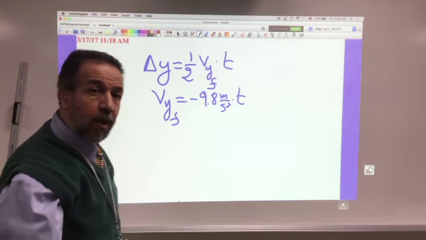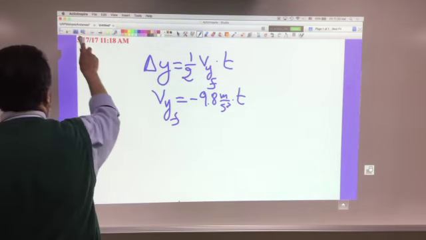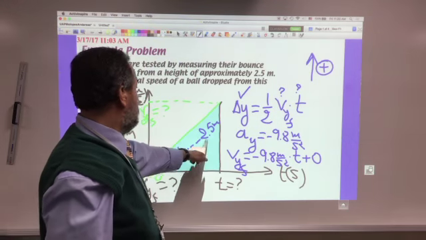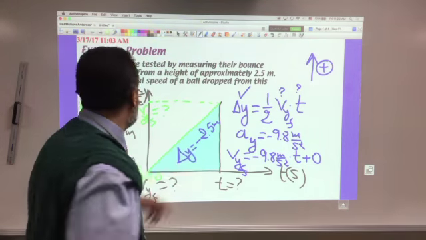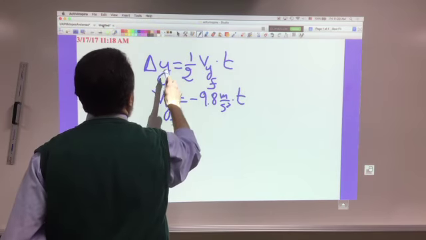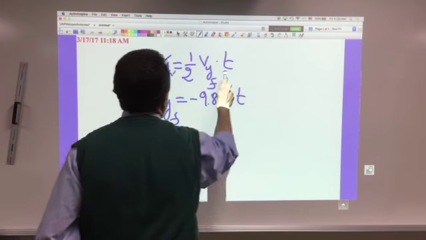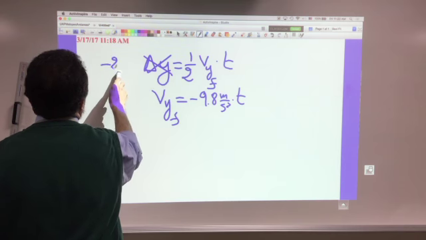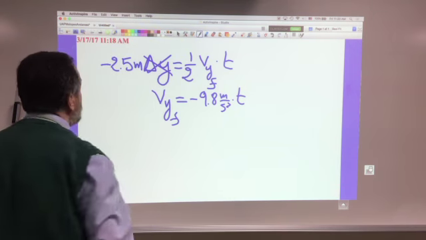Do we know the value of delta y? You bet your life. What did we say? We said it's supposed to be equal to negative 2.5 meters. Okay. So I could conceivably say this one is equal to negative 2.5 meters.